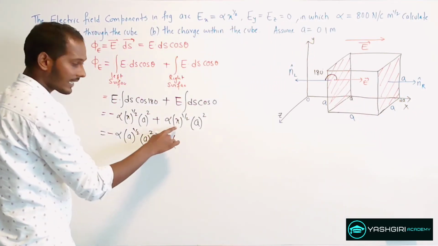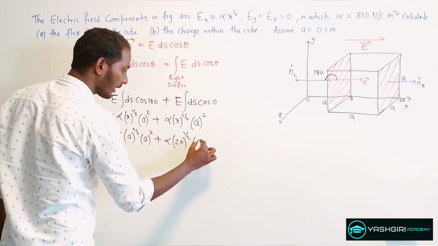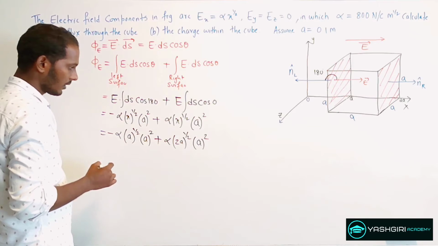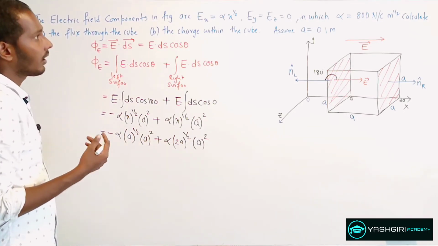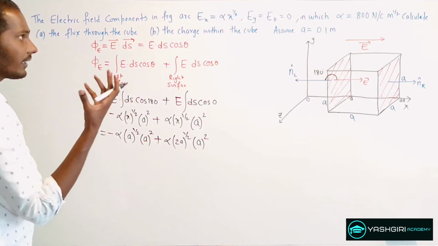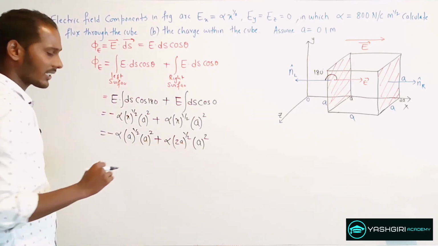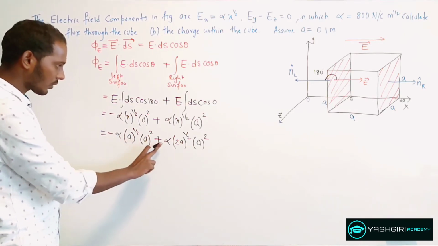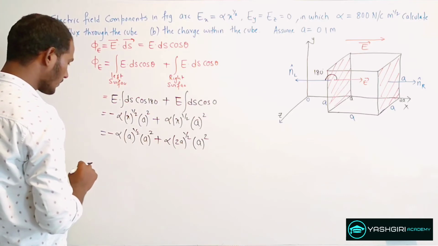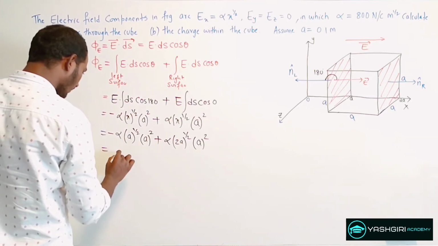So I can replace this x by 2a, and that is a square root into a square. So that's what I'm getting. Now here the value of the alpha, let's substitute it afterwards. Okay, now here let me rearrange this expression. So here I see that the alpha is common, all right. So I can just take the alpha term out from here.